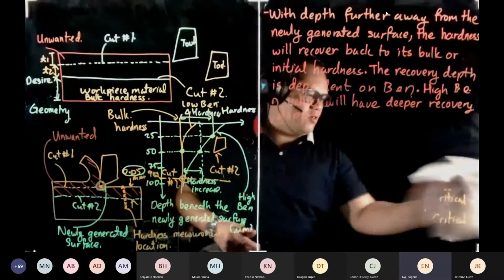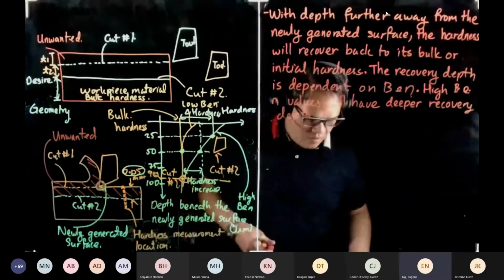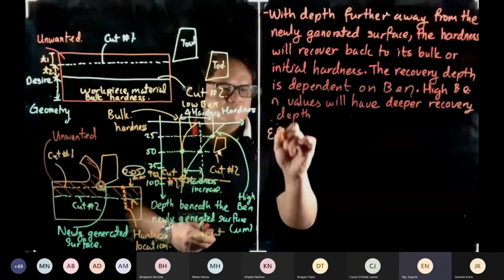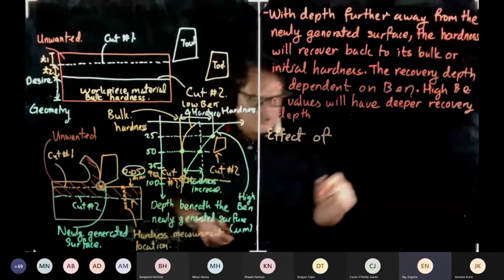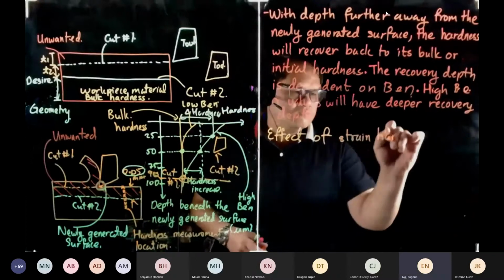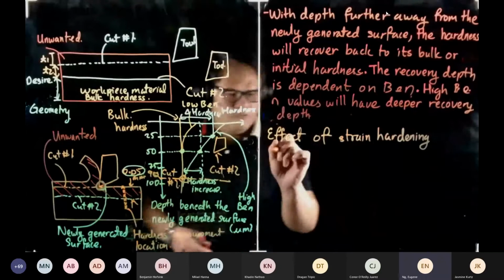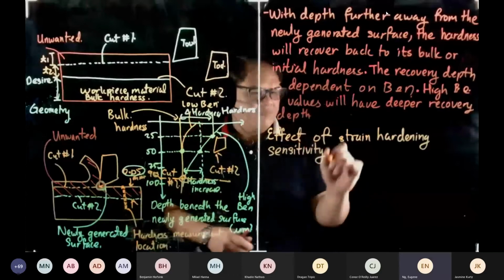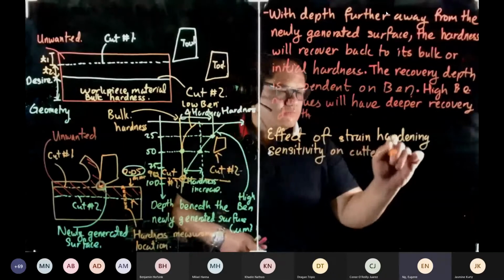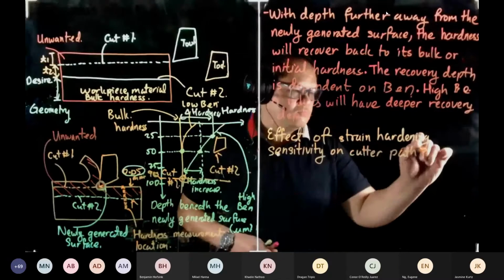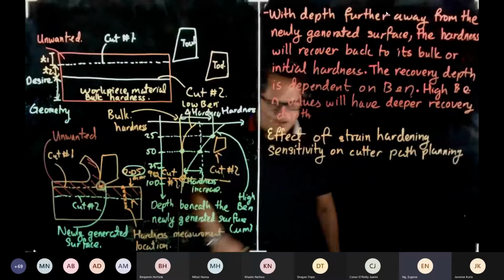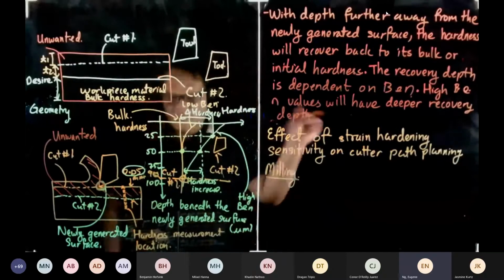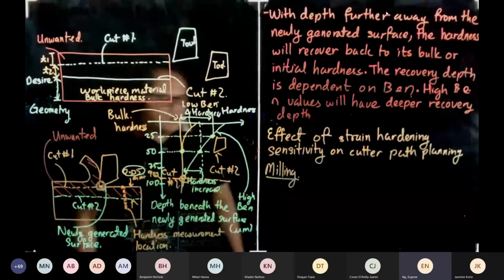Right. So the next thing we will look at, okay? So we are going to look at the effect of strain hardening sensitivity on cutter path planning. So now I'm going to introduce you to a new process which is called milling, M-I-L-L-I-N-G. During the break you can Google it, or YouTube milling process.